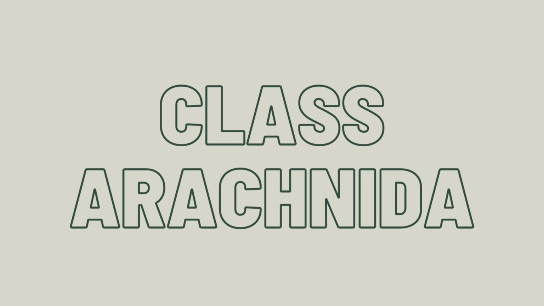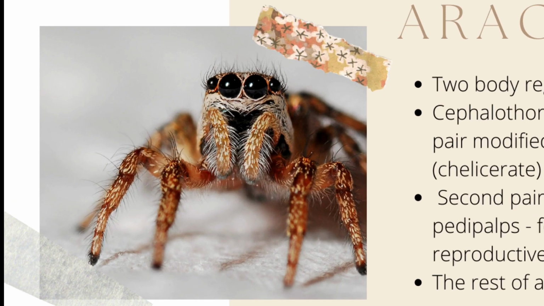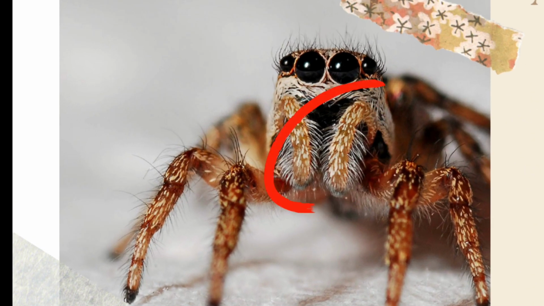Our next class is Arachnida, which includes scorpions and spiders. Arachnids have 2 body regions, which are the cephalothorax and abdomen. The cephalothorax has 6 pairs of appendages. The first pair is modified into fang-like structures for feeding and defense.